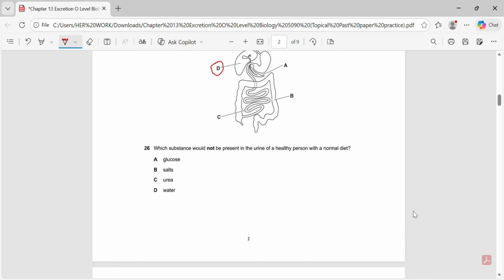Next one asks, which substance would not be present in the urine of a healthy person with a normal diet? So, the answer is A, glucose, because glucose is completely reabsorbed back into the blood by the kidneys during filtration. Therefore, it should not be present in the urine of a healthy person with a normal diet.